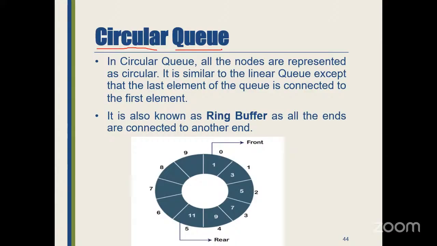In a circular queue, all the nodes are represented as circular. These are the nodes. In the previous case, we used cells, those are also called nodes. The circular queue is similar to the linear queue, except that the last element of the queue is connected to the first element again. Observe here. This is the last element position, again connected to the first position.